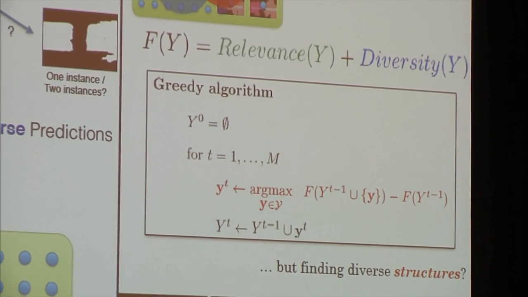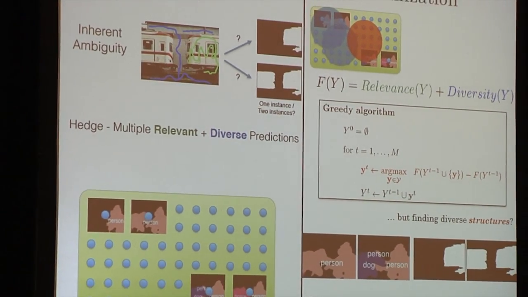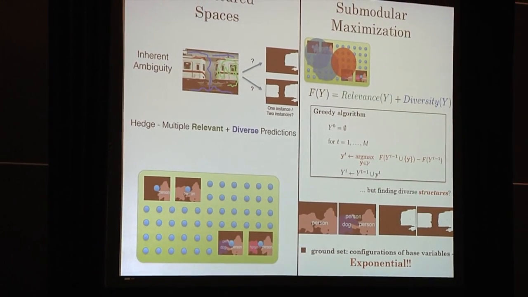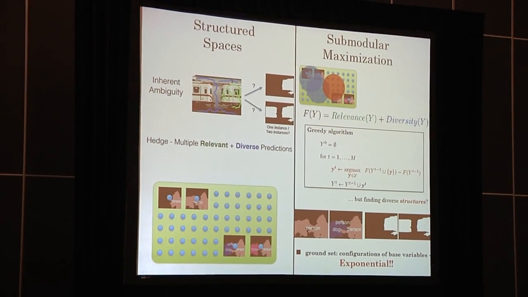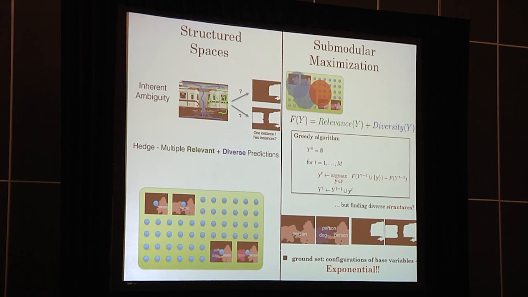For us, each item is a structure. It is a configuration of some base variables. For instance, in image segmentation, the base variables are pixel labels. Each item is a particular labeling or an image segmentation. Since the ground set is itself exponentially large, even a single linear scan for the greedy algorithm is infeasible.